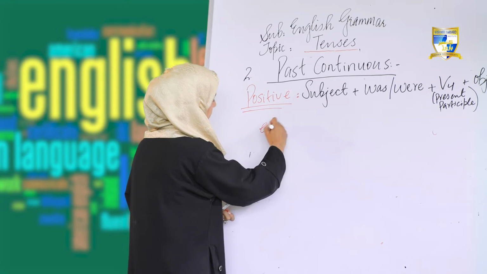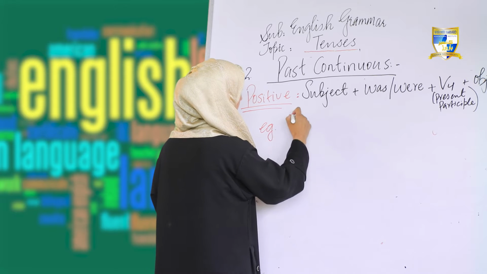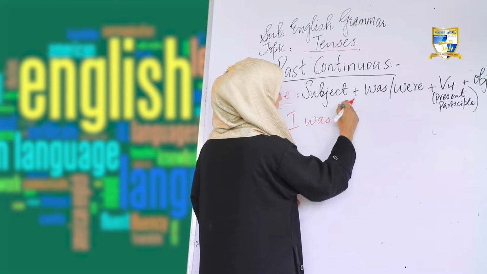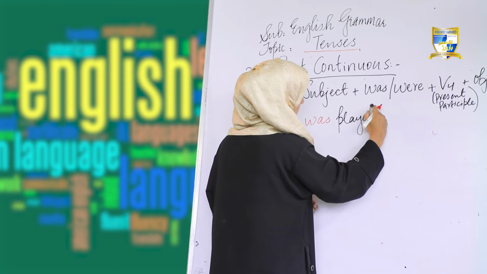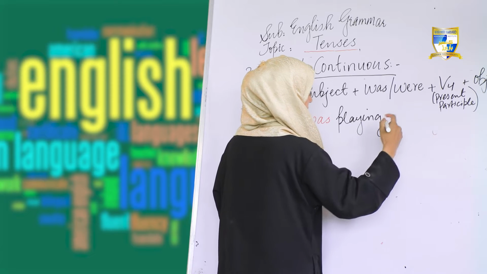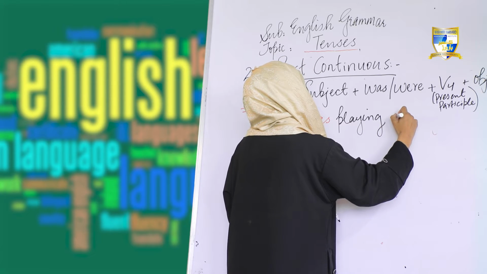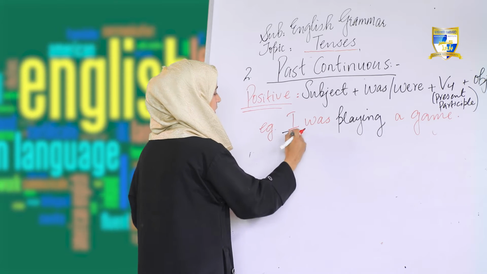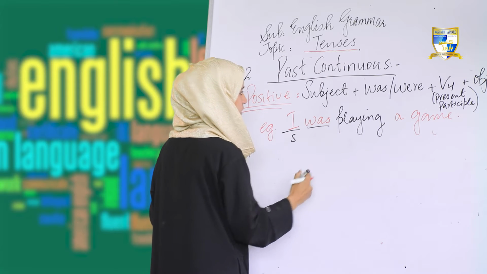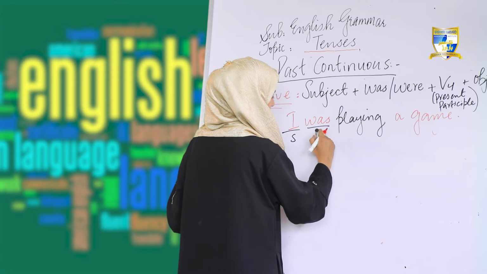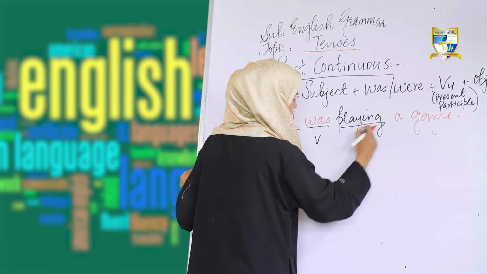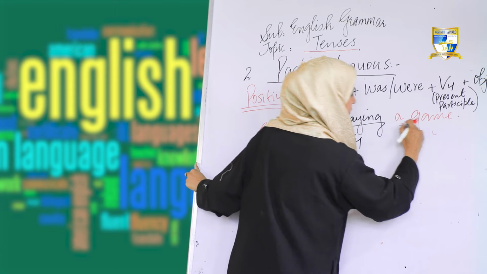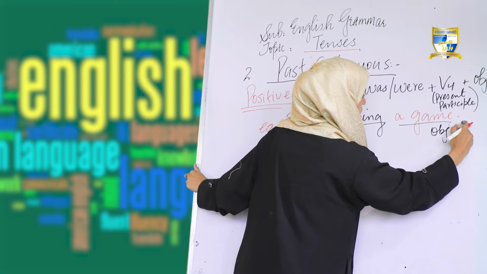Let's write an example. I was playing a game. Okay, dear students, here I is the subject, was is your auxiliary verb, a helping verb you can say, playing is your main verb, which is V4 or present participle, and game is your object here. So it goes like this.